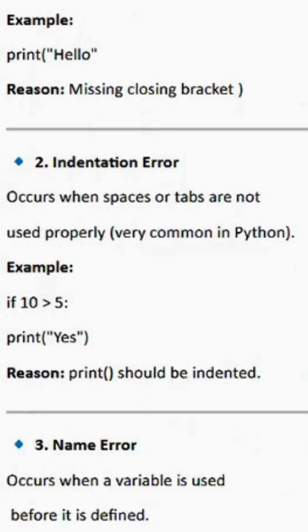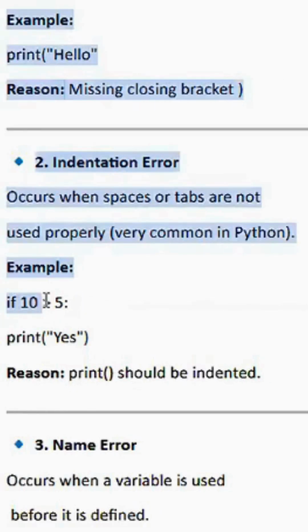Now, second one is indentation error. Indentation is one of the most important concepts in Python. For C and Java, we have seen that if we need to execute a block of code, generally we use curly braces. But here in Python, we don't have such a concept. So basically, here, after each and every condition, we use indentation. Indentation is nothing but a space after a condition.